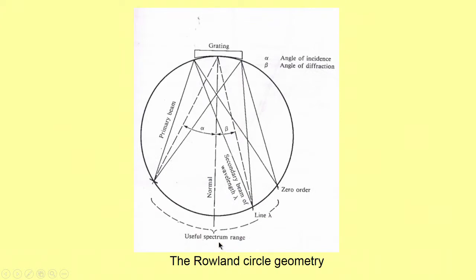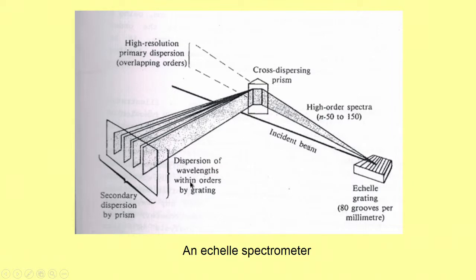So, this is Rowland circle geometry. Again, it is a very simple system. This is the grating, incoming radiation, primary beam, and then comes out the secondary beam of different wavelengths. The incident beam is normal to the grating, and then the 0 order and all other orders are collected on this.